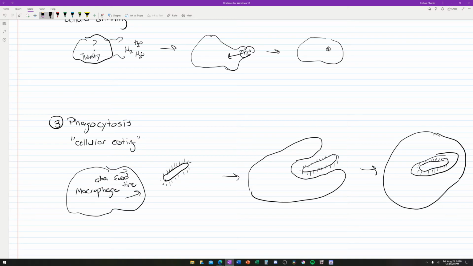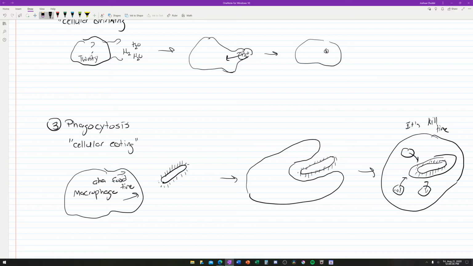Okay, and then what the macrophage is going to do is it's got these little vesicles inside of the macrophage that are going to be like, it's kill time. And they've got all these digestive enzymes inside, these peroxidases. And what they're going to do is fuse to the new vesicle, kill the bacteria, and digest it and break it down. So that's phagocytosis. Basically, it's cellular eating. I mean, it's literally cellular eating. The cell just comes up and wraps around it and engulfs it to where it will be digested and broken down into its component parts.